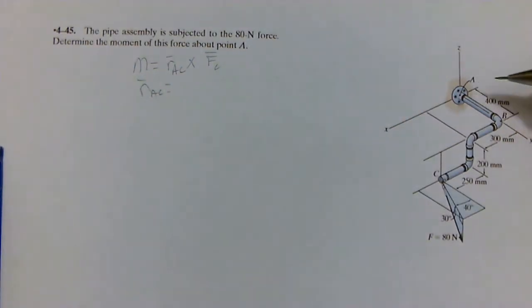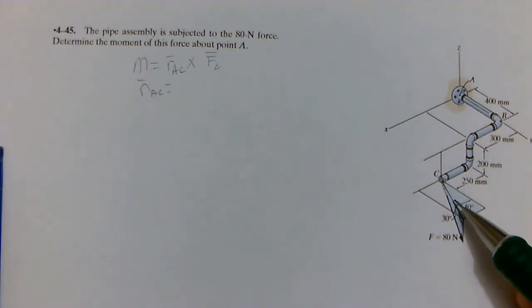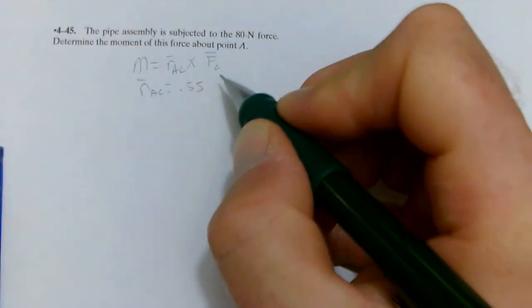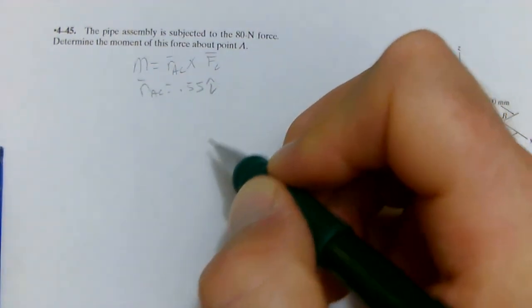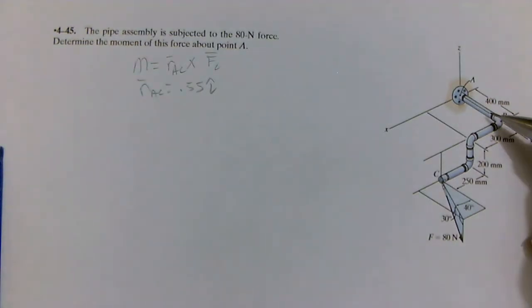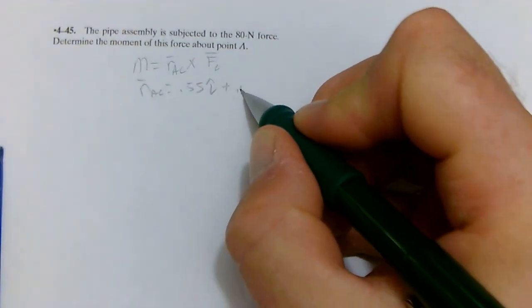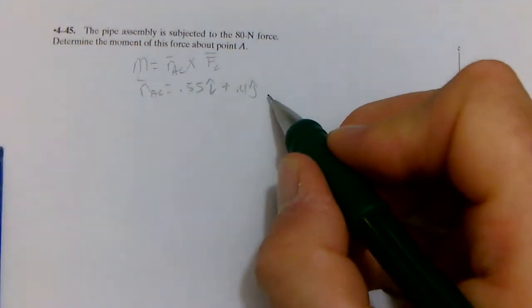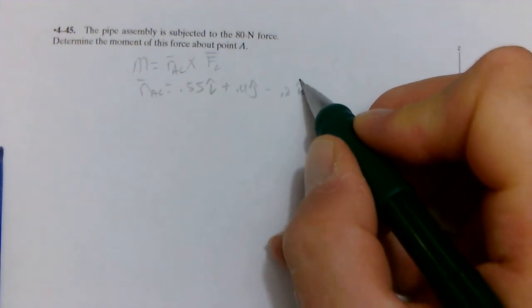So RAC, let's see here, in the X direction, it goes 300 plus another 250. So let's do meters, so 0.55 in the I direction. And then in the J direction, the Y direction, it goes just to 400. So plus 0.4 in the J. And in the K, it drops 200 right there. So negative 0.2 in the K.